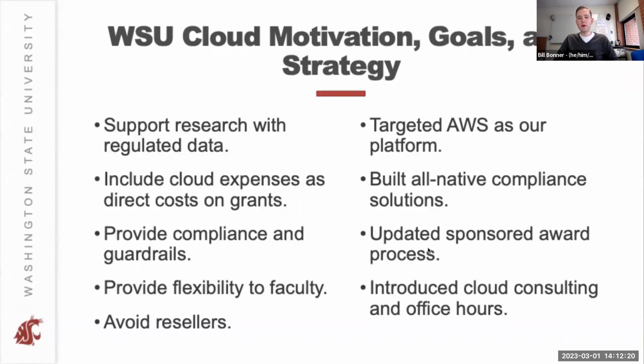We also need to make sure that our costs could be aligned with how grants work and how our funding models work here at Washington State University. And that included direct costs for cloud expenses needed to be able to be listed and included in the proposals for direct costs and grants.